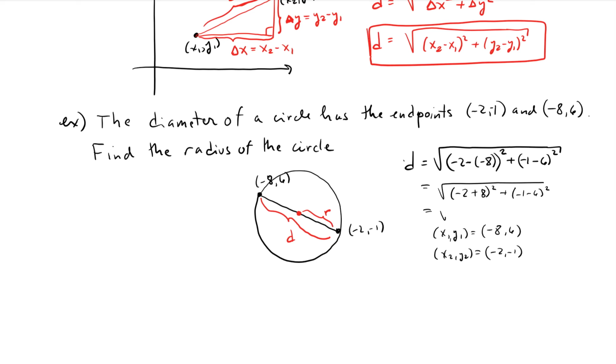Okay, and that's going to give us -2 plus 6, that's 6 squared, plus -7 squared. So let's just erase this here.